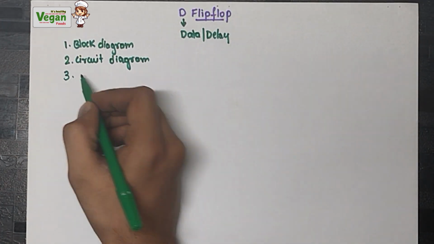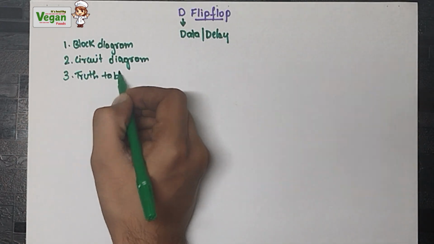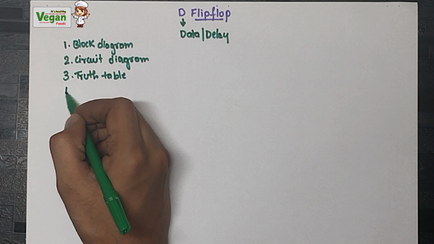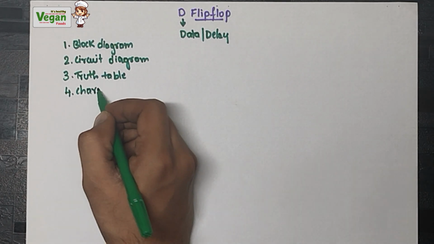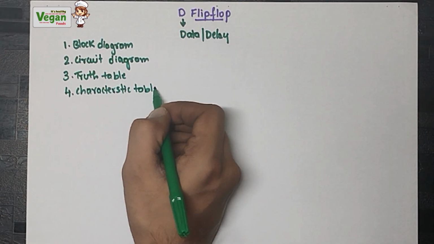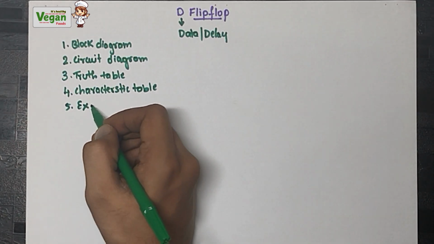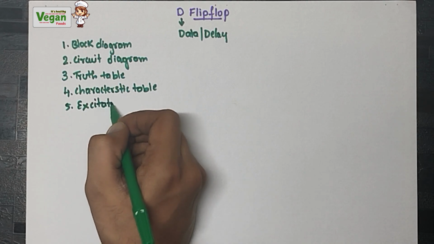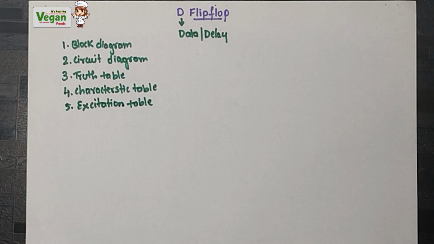Next, using the circuit diagram, we will construct the truth table. Using this truth table, we will construct the characteristics table. Using this characteristic table, we will construct the excitation table. So these are all very simple processes. You can get full marks by following these 5 steps.